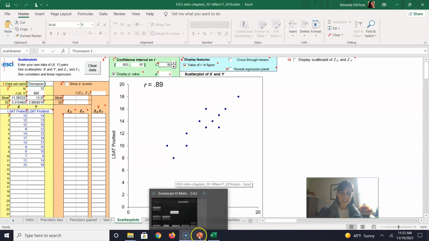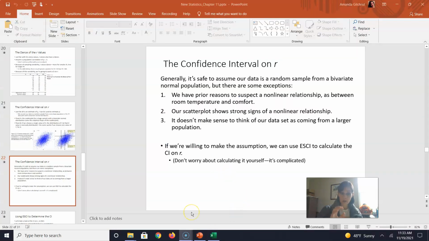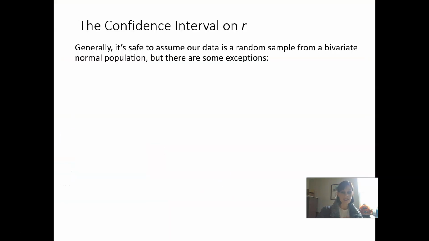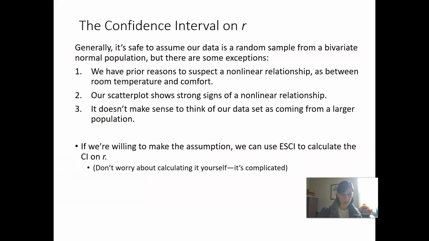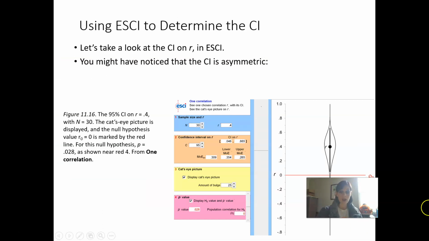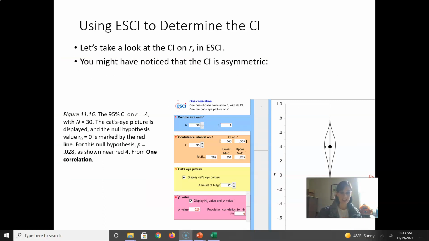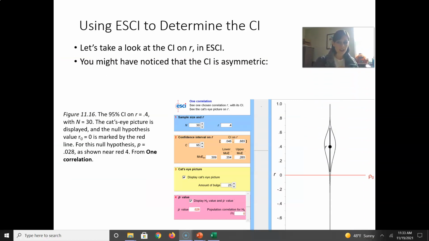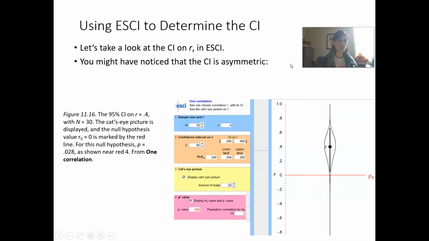So if you had this data on hand, what I would want you to do is actually report the confidence interval on your correlation coefficient, like you should with any sort of statistic. So you can actually use ESCI to help develop and determine the confidence interval.